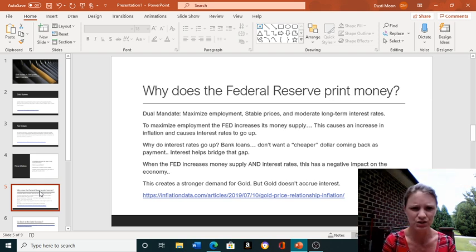Okay, so this also creates a stronger demand for gold, because people want to invest in something that isn't going to fluctuate and is actually worth something. So that's why a lot of people invest in gold, silver, things like that. If you want to read more on that, I have a link at the bottom. I'll put all these links in the description as well.